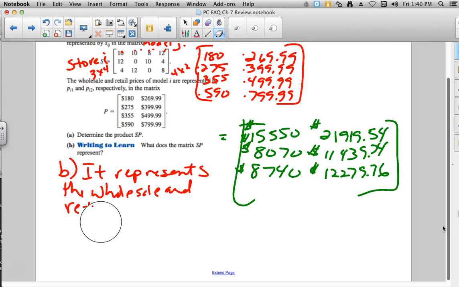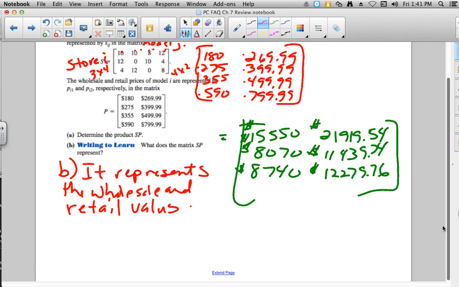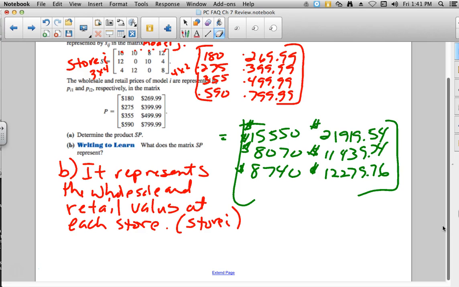Oh goodness, that doesn't look like retail at all. At each store. And I might just mention that would be store I that they had talked about there. So it represents the wholesale and retail values. Oh, well, yeah, we might as well clean it up a little bit. It represents the wholesale and retail values of inventory at each store.